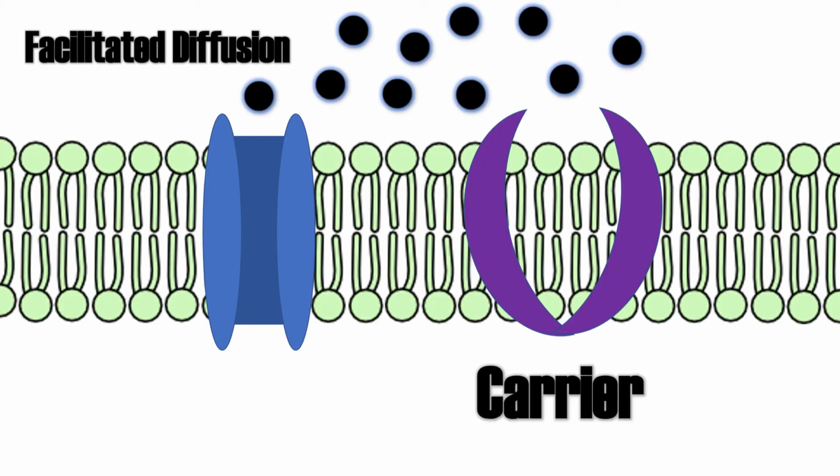Now, carriers have a rate-limiting step where the substrate binds to the protein. This is identical to the enzyme-substrate complex we saw earlier in class. Because of this fact, carriers are typically a lot slower than channels. Carriers can work both with the electrochemical gradient and against it. Here's a quick demonstration of what happens with facilitated diffusion when using carriers.